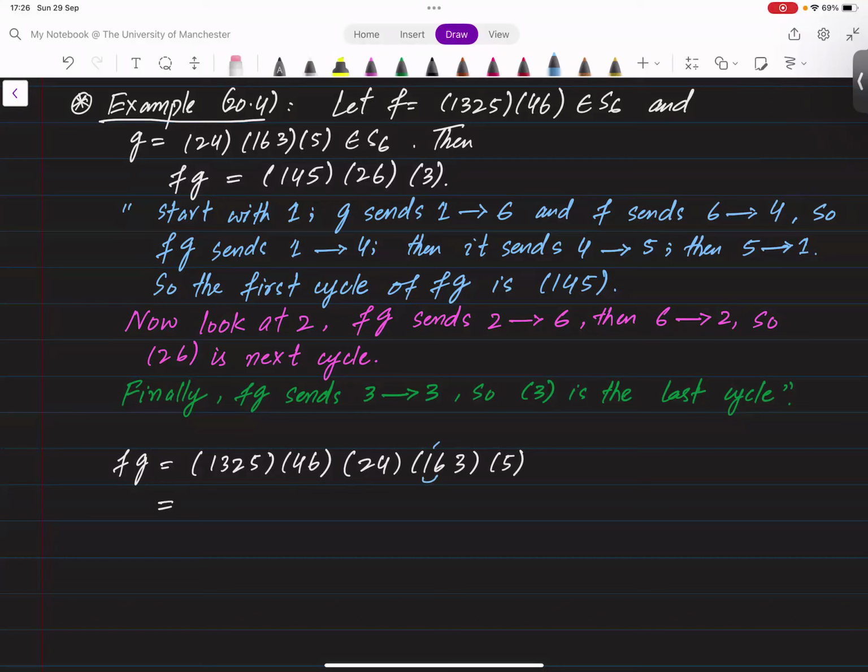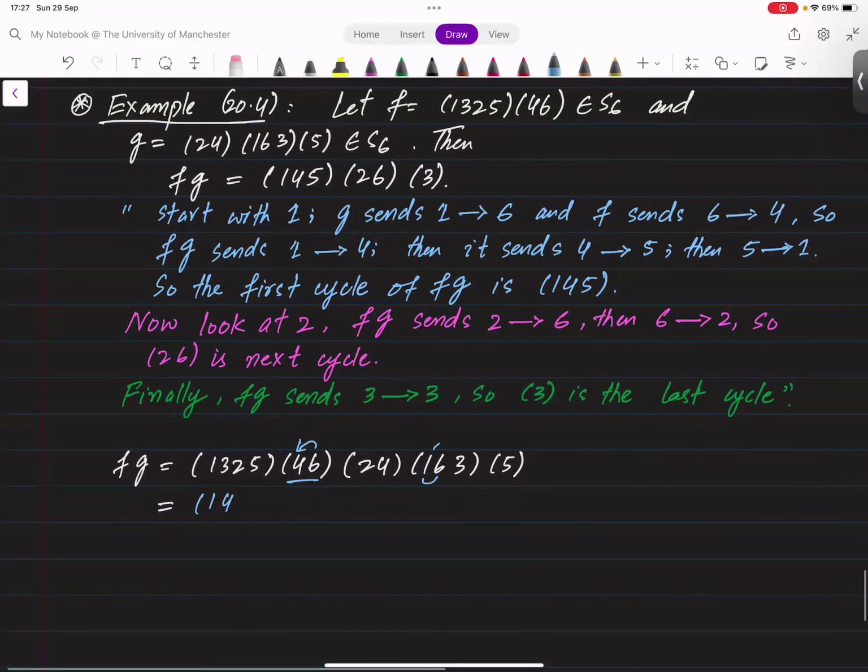And then you leave the cycles of G, and look at these two cycles. So in F, 6 is going to 4. That means you are getting 1 to 4. Now you are at 4 in the FG cycle. Now look at 4 in G, where is it going? It is going back to 2. And then see in the first two cycles where 2 is going. So 2 is going to 5. So the next symbol will be 5.